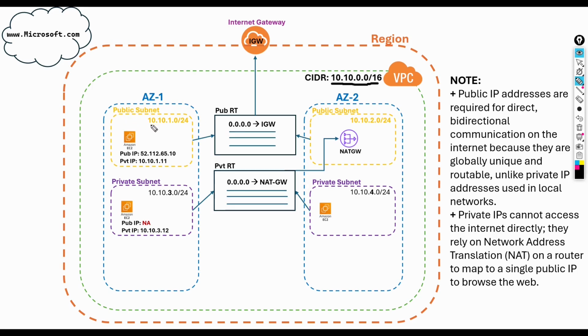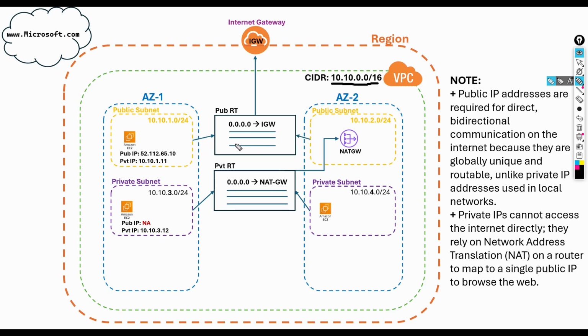We have assigned one public subnet 10.10.1.0. Then there is another public subnet which we created inside AZ2, which is 10.10.2.0/24. And the private subnet in AZ1 is 10.10.3.0/24. And the private subnet inside AZ2 is 10.10.4.0/24. So the public subnets are associated with this public route table.